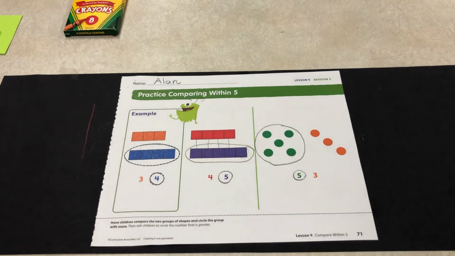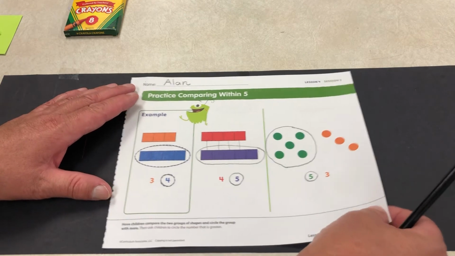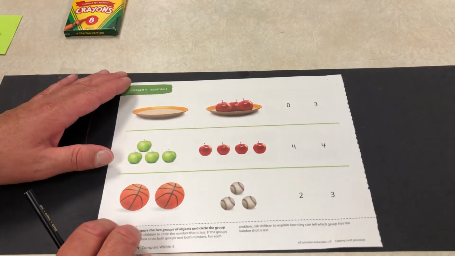Okay, now what makes this paper really, really hard? I've been talking about more. On the back side, we're not going to circle the ones that have more. We're going to be looking for the group that has less than the other group. Let's go ahead and turn it over. Turn your paper over with me.